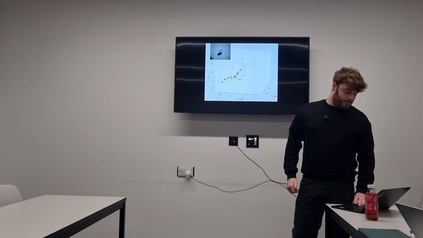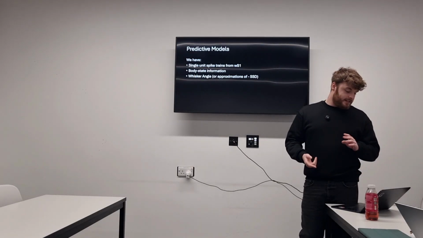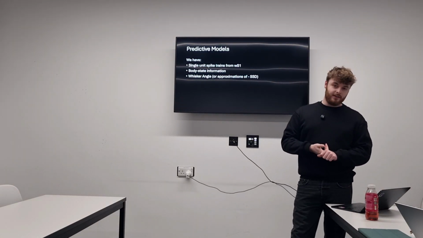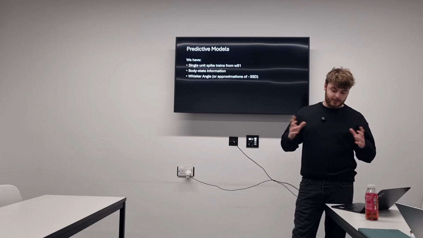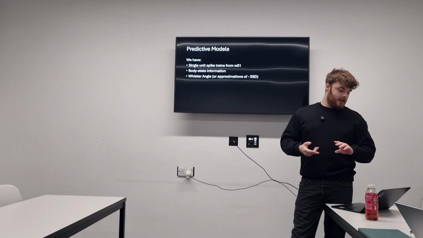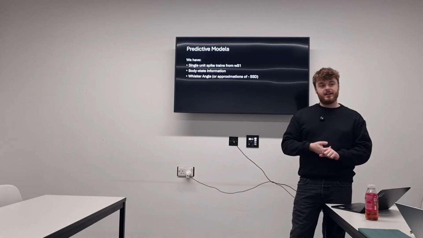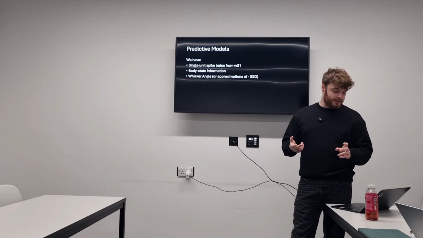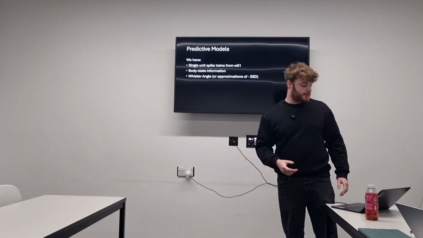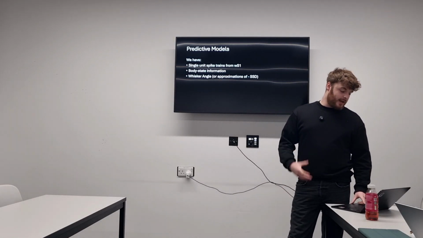Nice. So for our predictive models, we have single unit spike trains from WS1, barrel cortex. So we have single unit fidelity. It's not like a summative electrical activity of multiple neurons, literally individual neuron spike trains. Body state information in the form of high-dimensional representations, but just think of it as a kind of mathematical description of the mouse's pose in 3D space, and derivatives of, and then we have the whisker angle.